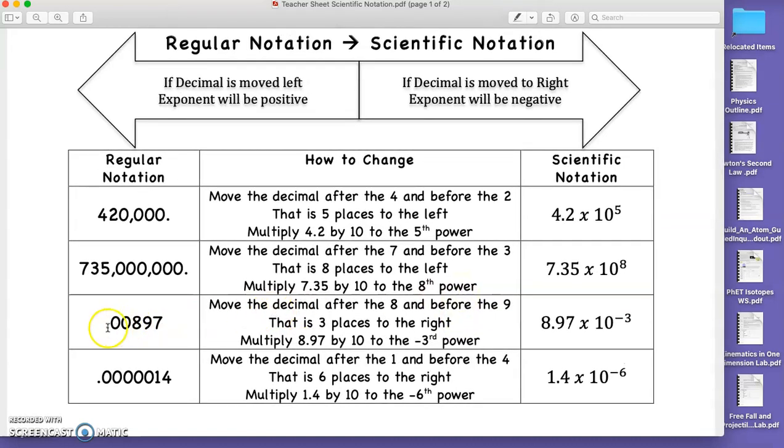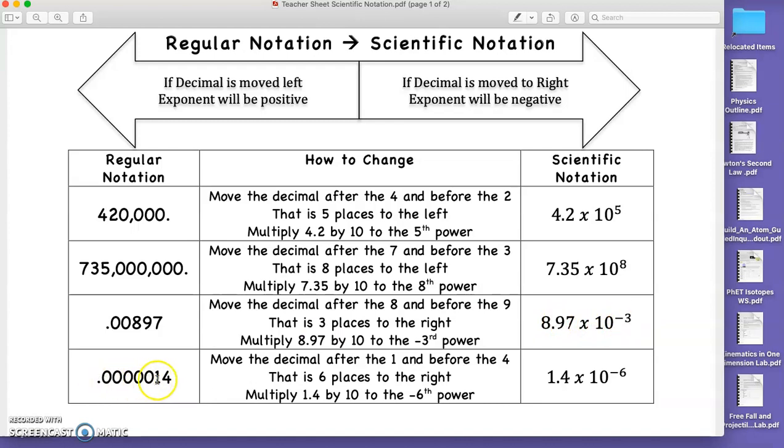Now we've got our decimal here, and I want to move it to here. So I want to move it right behind the 8. And again, I want it to be 8.97, because I want it to be between 1 and 10. And I go 1, 2, 3. But since I'm moving to the right, it's going to be a negative exponent. So it's 8.97 times 10 to the negative 3.